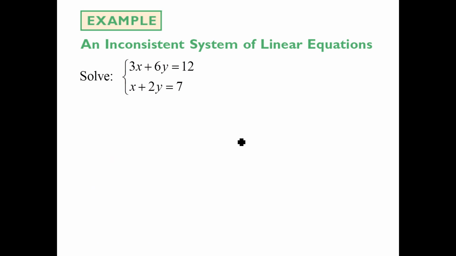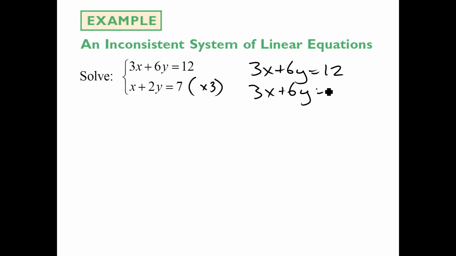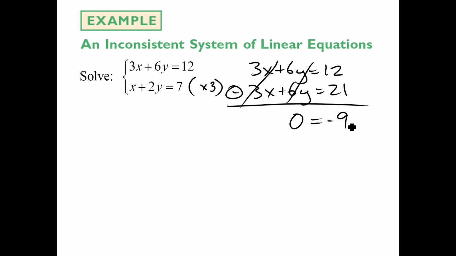There we go. Alright, so I'm going to multiply the bottom equation by 3. And so equation 1 was 3x plus 6y equals 12. Equation 2 is going to be 3x plus 6y equals 21. We'll subtract down. That'll cancel the x's, and it'll cancel the y's. We've got 0 equals negative 9. Is 0 ever equal to negative 9? No, it's not. So we are inconsistent. And we have no solution.